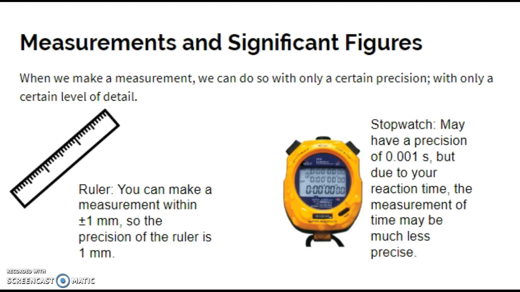So let's say we have a ruler. Rulers, as a rule of thumb, have measurements within plus or minus 1 millimeter. So that's to say the precision of the ruler is 1 millimeter. Now you may have some stopwatches you may be using in class, or some nicer stopwatches probably here. They may have a precision of 0.001 seconds. All right, that's very precise. But because of reaction time, the measurement may be far less precise than that, on the order of even 1 second. So you have to be very careful with significant figures in that sense.